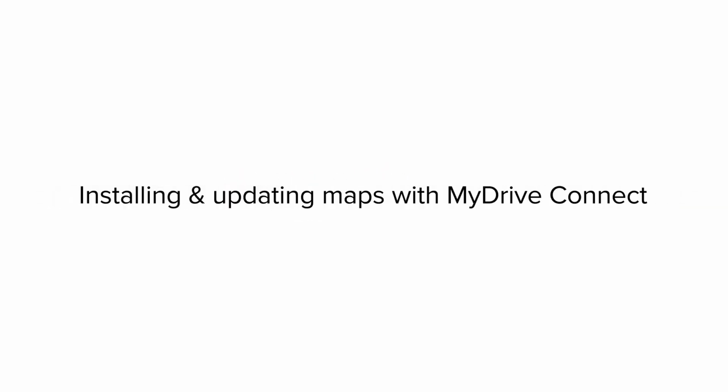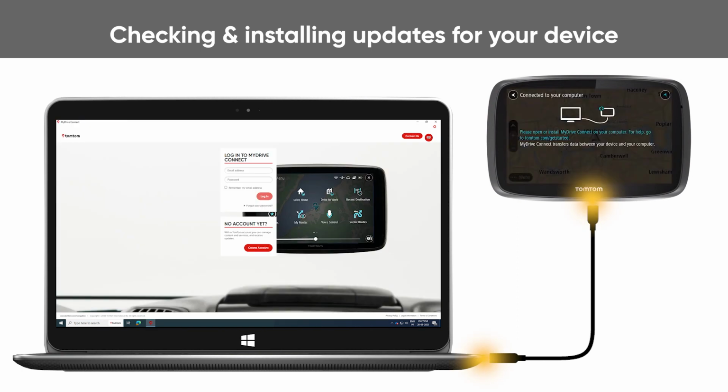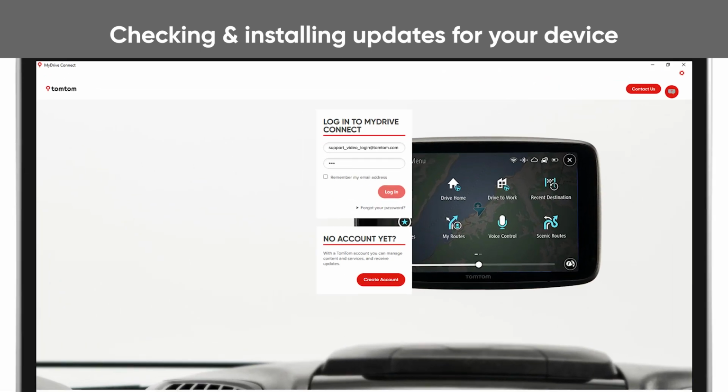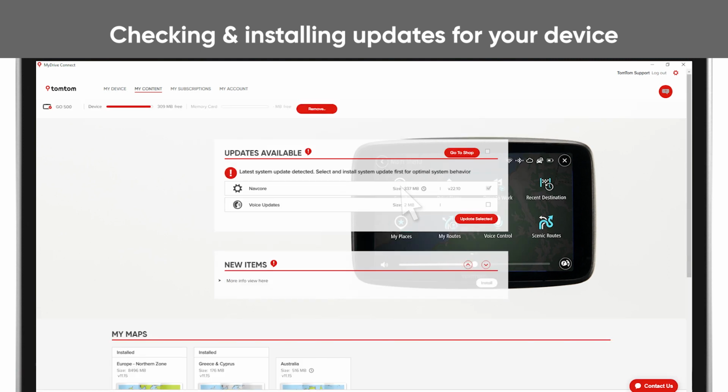Installing and updating maps with MyDrive Connect. When you connect your device to a computer and log in, you can see your available updates. Click View Updates to go to the My Content page for your selected device.